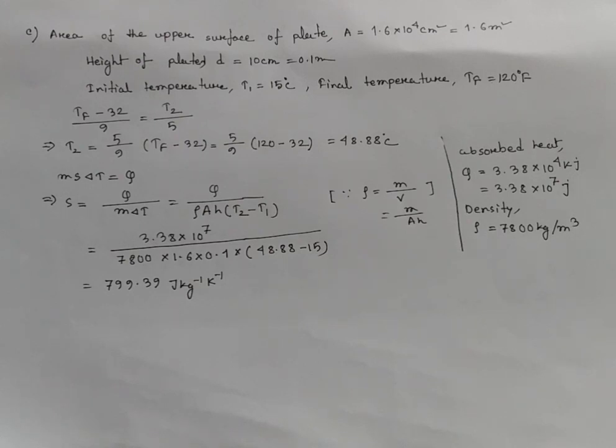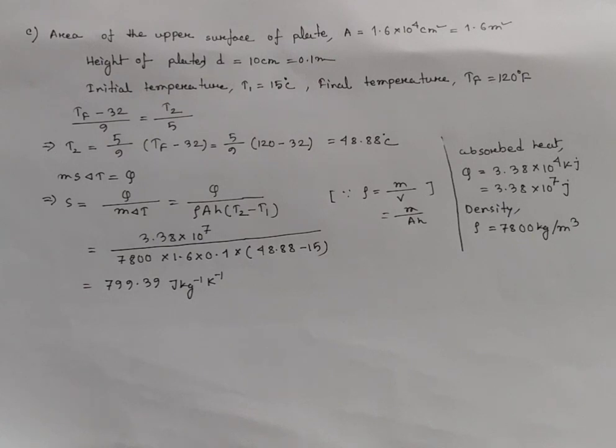And how can we calculate it? In our question, the area of the upper surface of the plate is given, that is 1.6 into 10 to the power 4 centimeters square, that means 1.6 meters square, and the height of the plate is also given as 10 centimeter, and converting it to meter it will be 0.8 meter. So as we have got the value of area and height, we can calculate the mass from the equation.